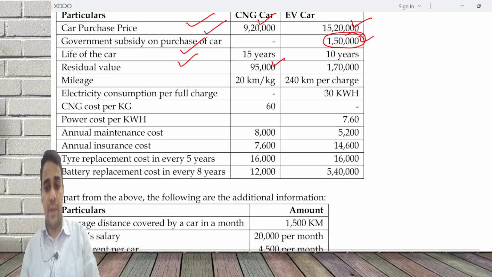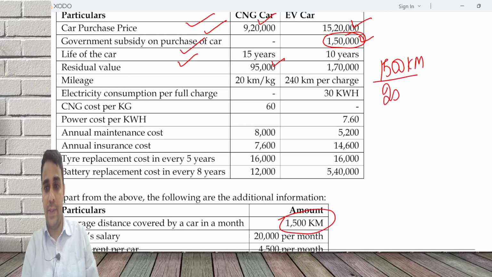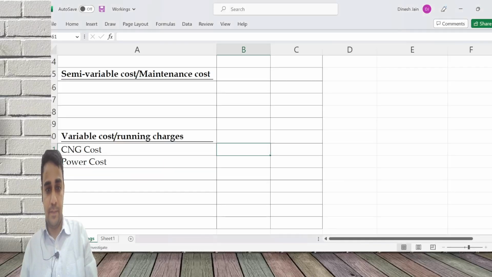CNG cost is: 1500 kilometers I'll travel per month. So 1500 kilometers divided by 20 is the mileage, and every kg is 60 rupees. So 1500 divided by 20 into 60 rupees is the CNG cost.